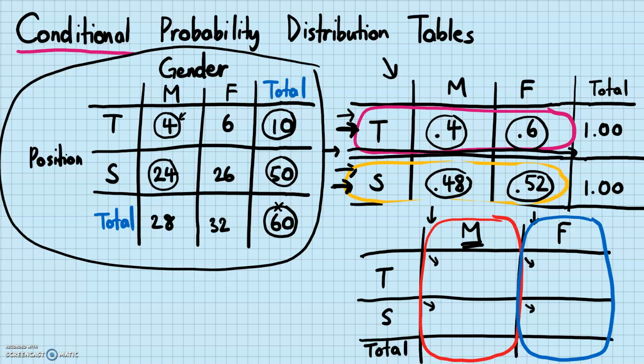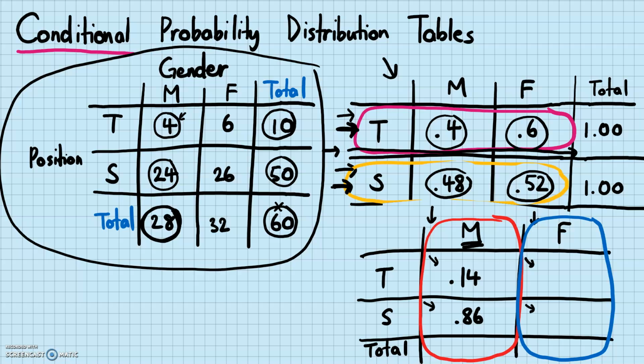So this time, instead of dividing by 10 for this one, we are dividing by this total down here, since we're looking at the column of males. So we're doing 4 divided by 28. 4 divided by 28, you're going to get about 0.14. And for students, we're doing 24 divided by 28. You're going to get about 0.86.